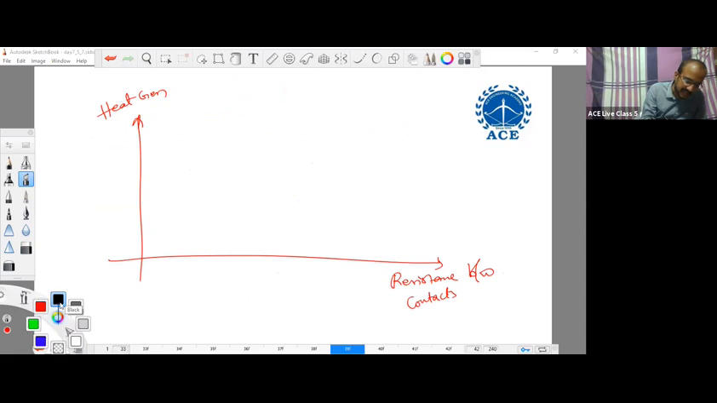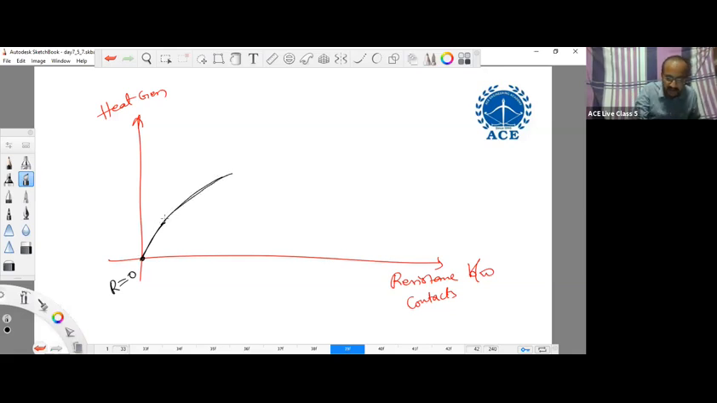So first let us analyze when the contacts are closed. When the contacts are closed, the resistance is what? Resistance is 0. And when the contacts are just separated, resistance increases. And when the contacts are further separated, the resistance increases further and the heat generation also increases. And when the contacts are finally separated, when the resistance becomes infinite, what happens? Heat generation also becomes 0.